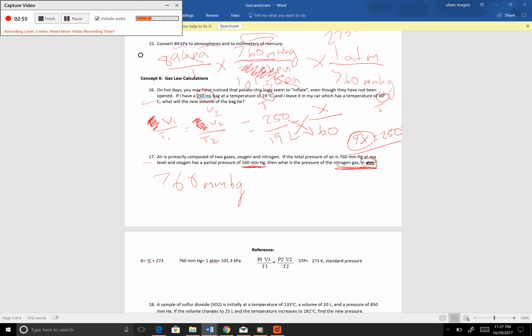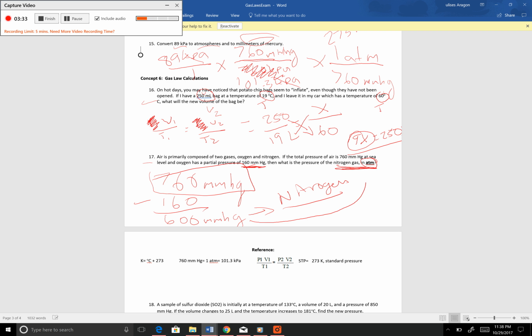So what this question is saying, you have a total pressure of 760 millimeters of mercury. We know that oxygen takes up 160, so you have 600 millimeters of mercury left. And that is equal to the amount of nitrogen. Bam. And so that's how you figure that out, right? We know that the total pressure is 760. Oxygen takes up 160 of that. So the remaining pressure is 600, which must belong to nitrogen. And now, this is in millimeters of mercury.